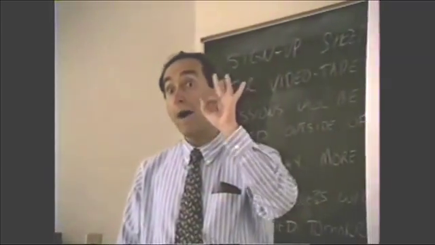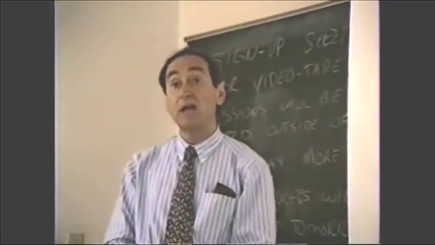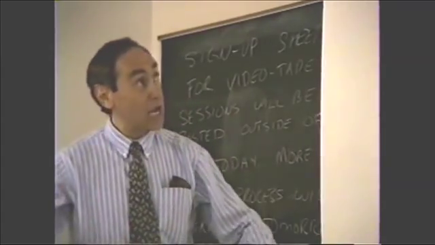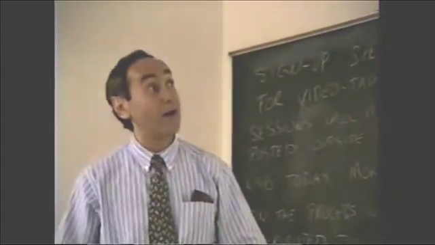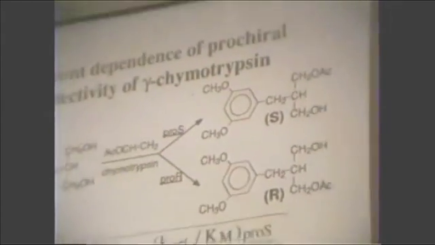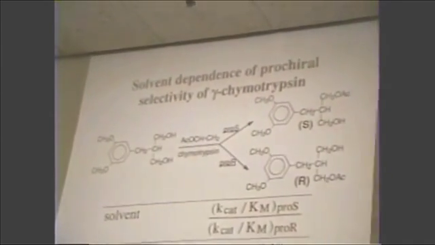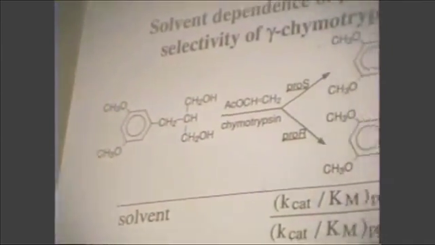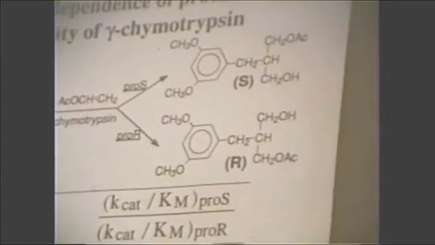So I will be talking about stereoselectivity and two types of stereoselectivity, prochiral selectivity, and then at the end, enantioselectivity. So again, we discovered that the prochiral selectivity of an enzyme is also a strong function of the solvent. Here, as in the rest of the work, we're using crystalline enzymes, here chymotrypsin, for which we know the structure does not change as a function of the solvent.